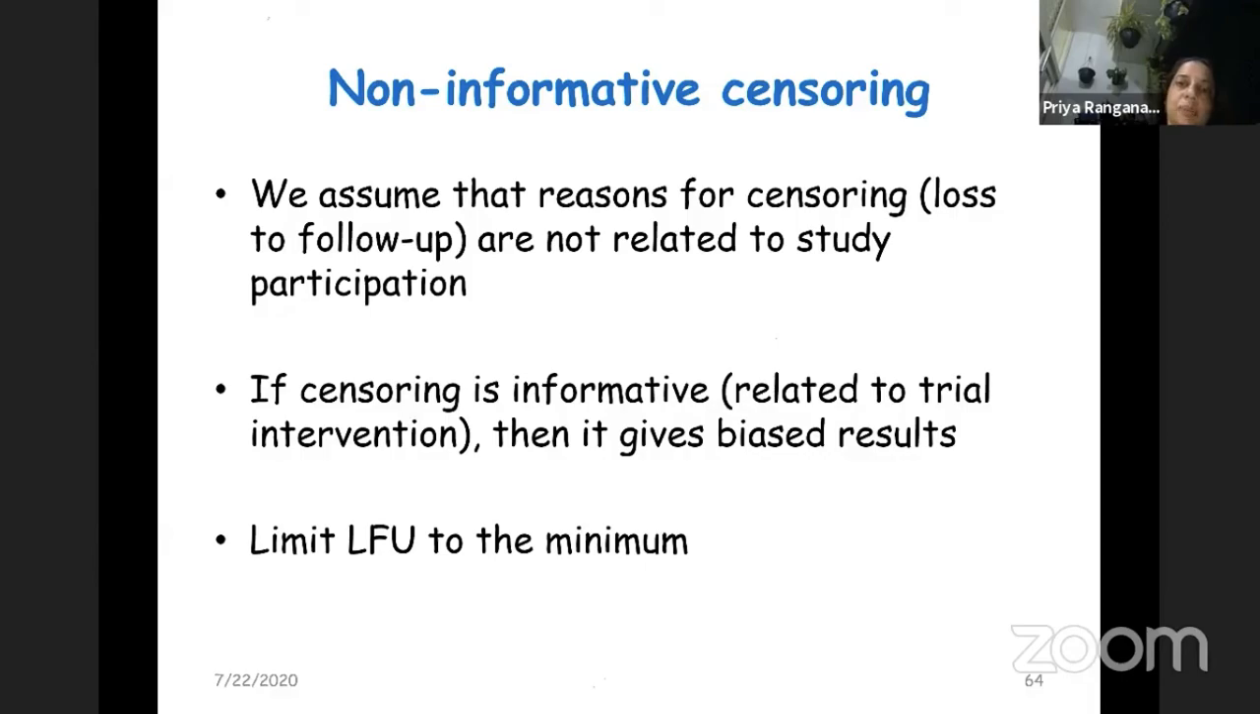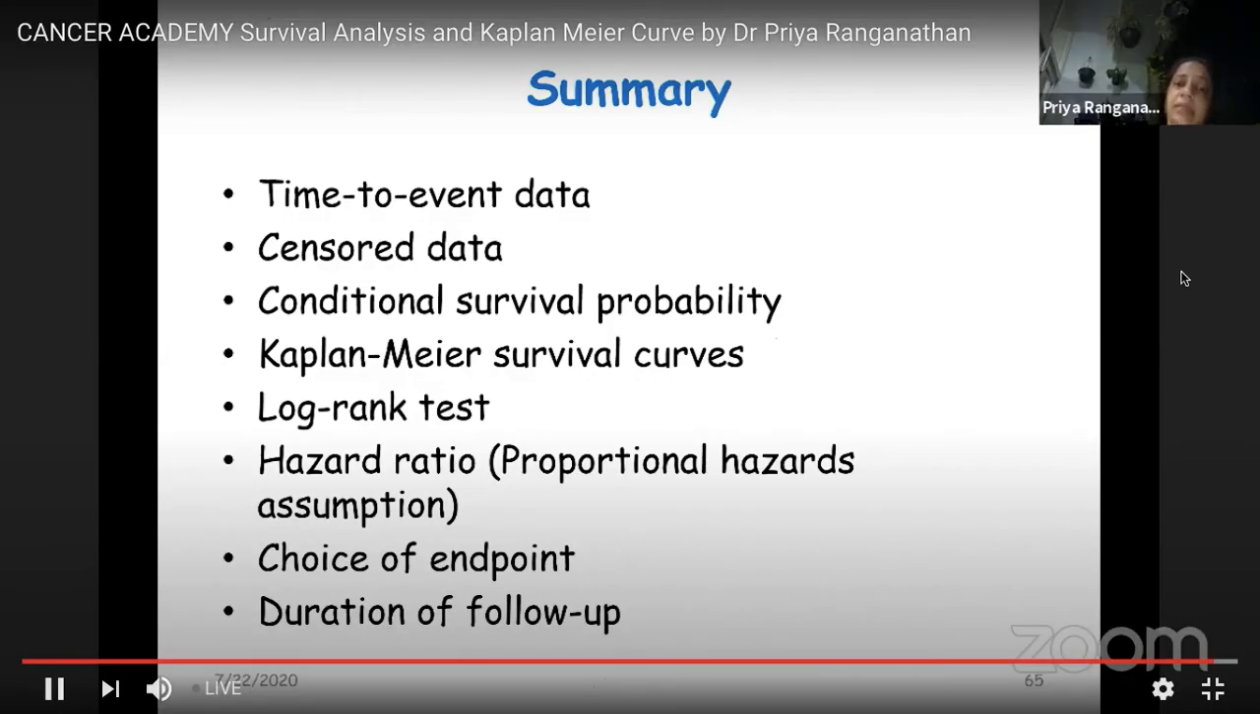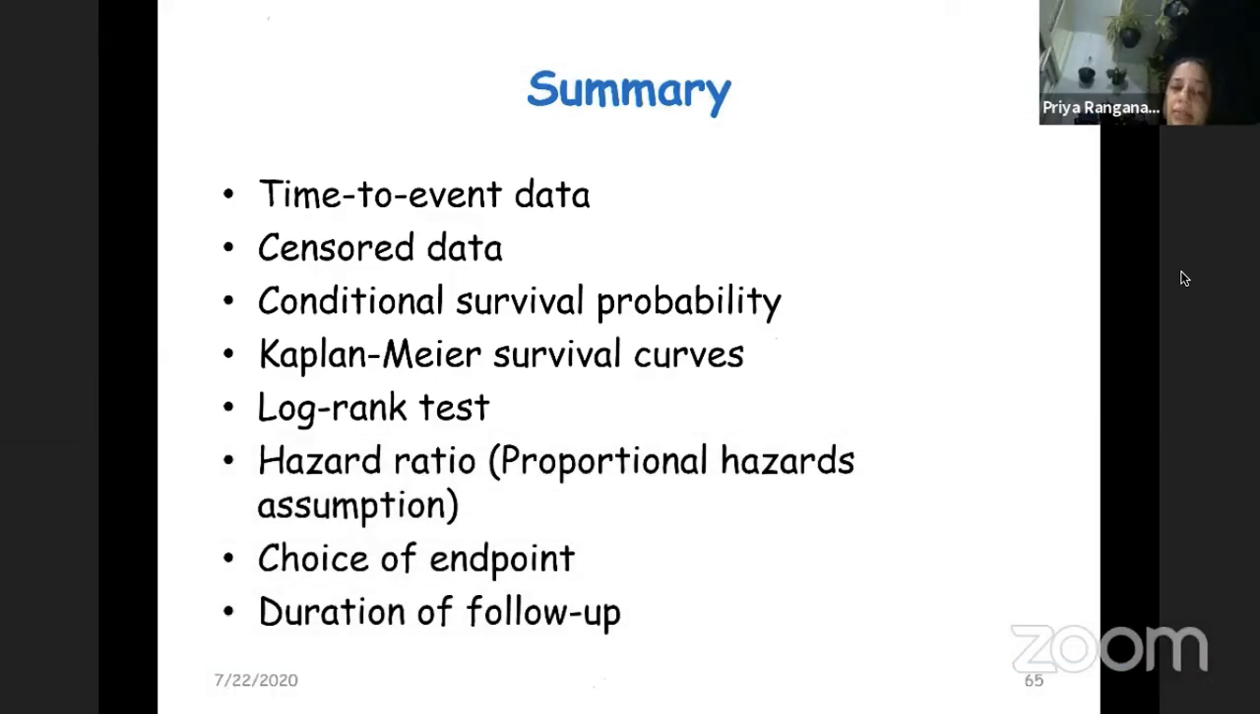This was my last slide, and this is a summary of what I've gone over today. We've looked at what is time to event data, what is censoring, what is conditional survival probability, how a Kaplan-Meier survival curve is drawn, how we compare these curves using either a log rank test or a hazard ratio, which depends on the proportional hazards assumption. We've just gone over the various oncological endpoints and in which situation you should be using both. And finally, why appropriate duration of follow-up is important.